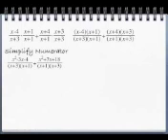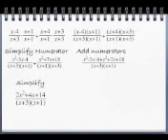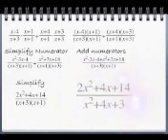And you FOIL the numerators and you add them together now that they have a common denominator, and you simplify to get your answer.